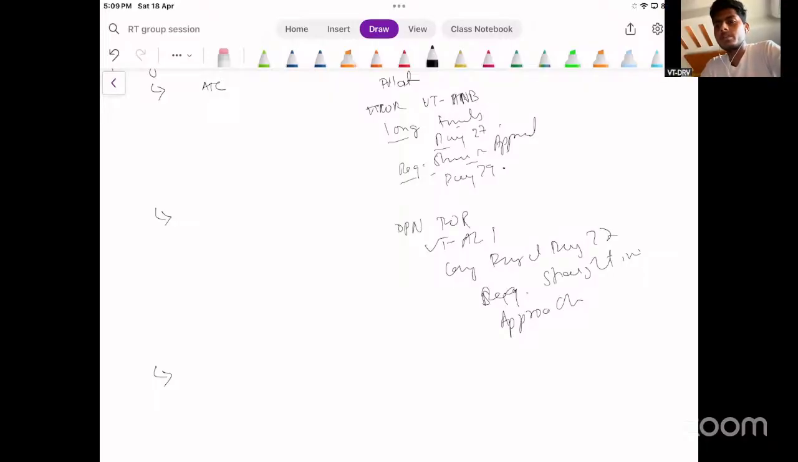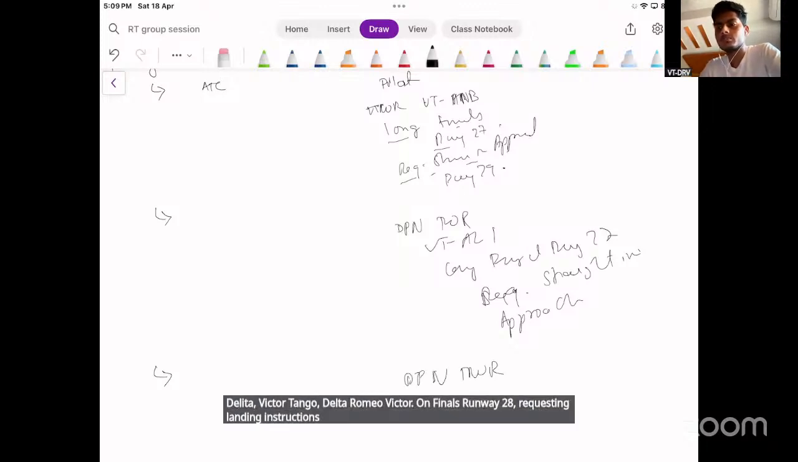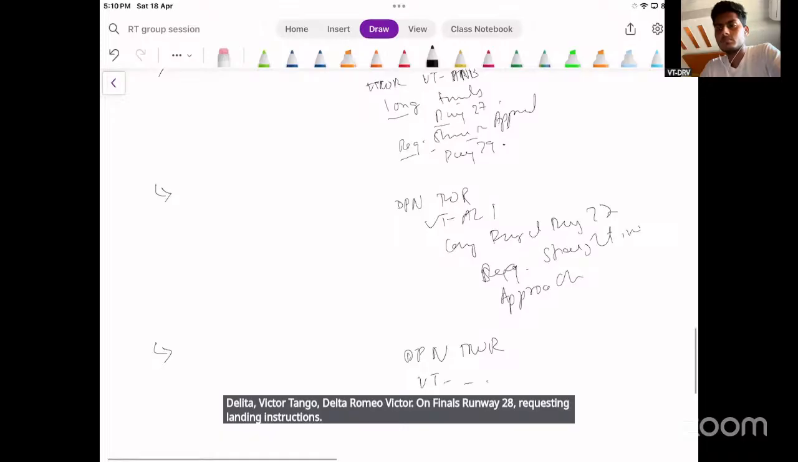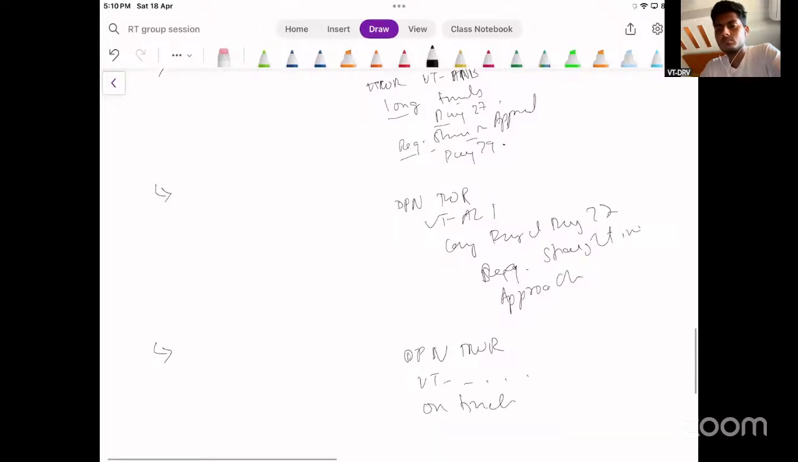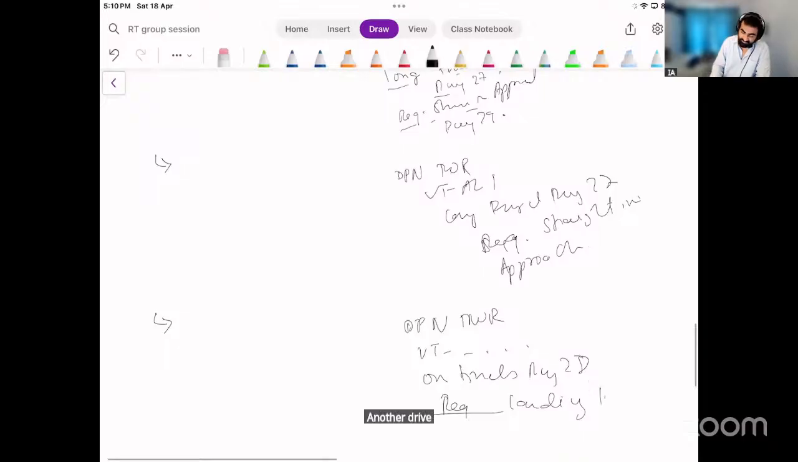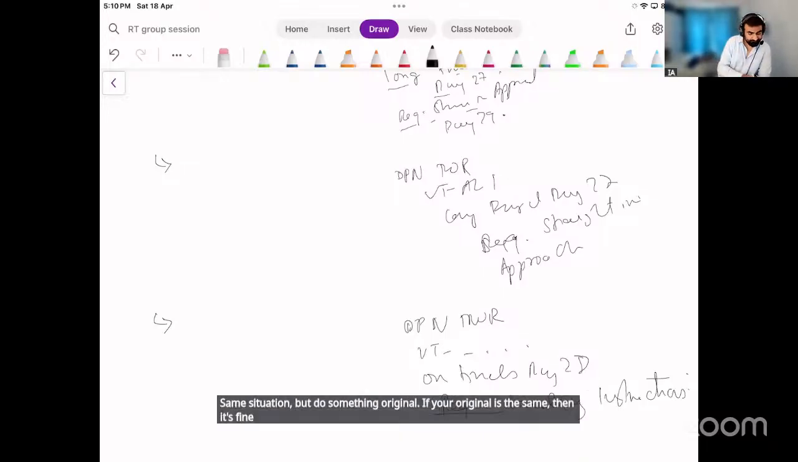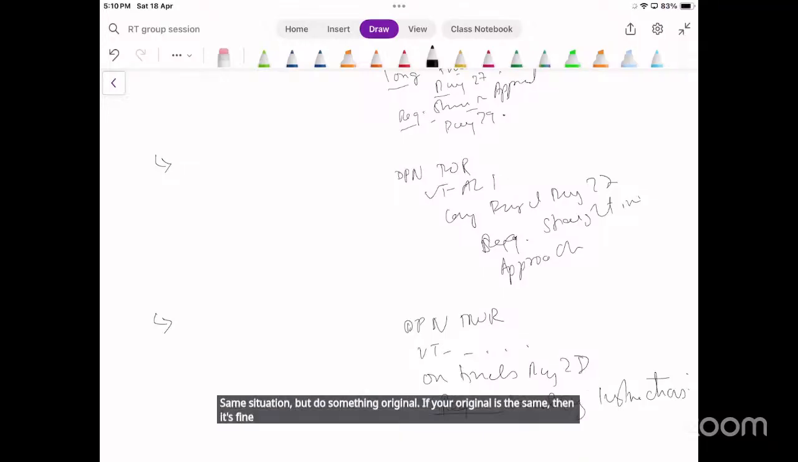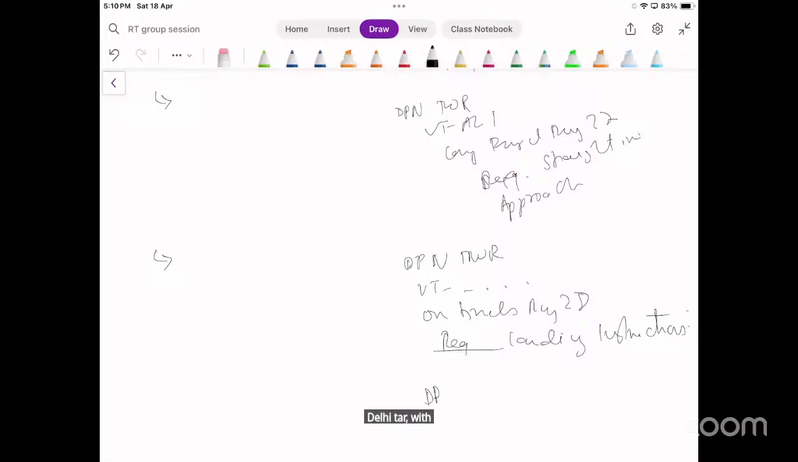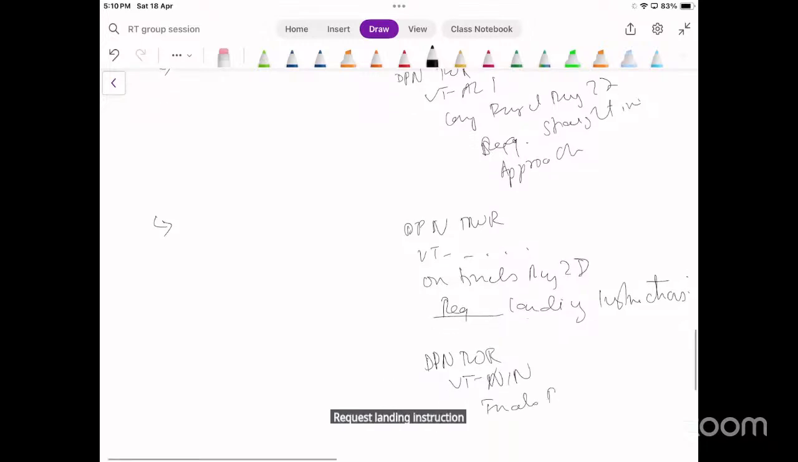Delhi Tower, Victor Tango, Delta Romeo Victor. On finals, runway 28, requesting landing instructions. Ninad, try. Same situation, but do something original. If your original is the same, then it's fine. Okay, sir. Delhi Tower, Victor Tango November India November. Finals runway 28. Request landing instruction.